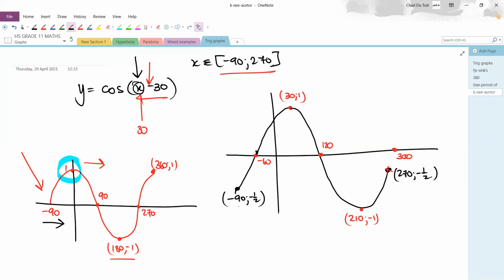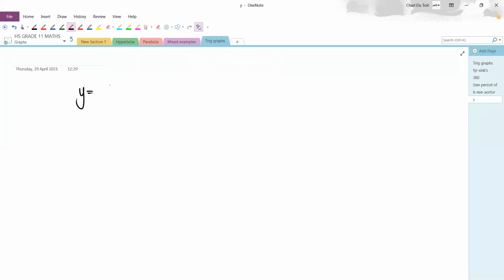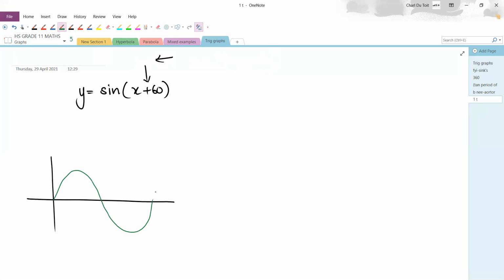Good. Let's do a cos, a sin, and a tan, moving left, right. So the next graph is y equals sin of x plus 60. Let's keep it x first. x plus 60 degrees. Now a lot of students do the following. If there's a positive there, I know the graph is going to move left 60 degrees. So they already know that it's a normal sin graph, and all they're going to do is move it or shift it 60 to the left.